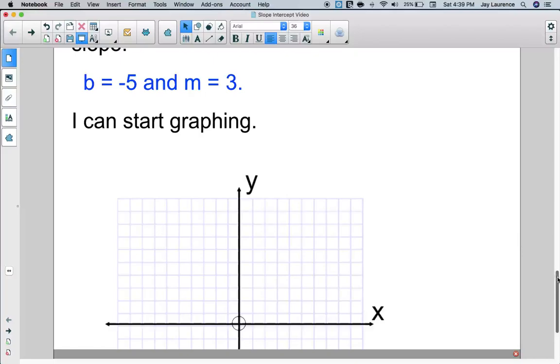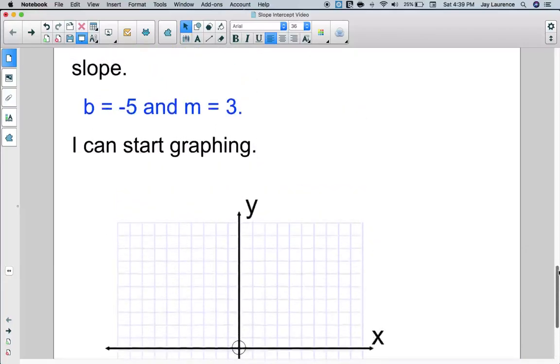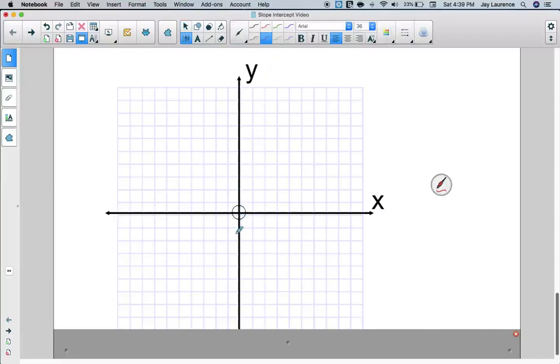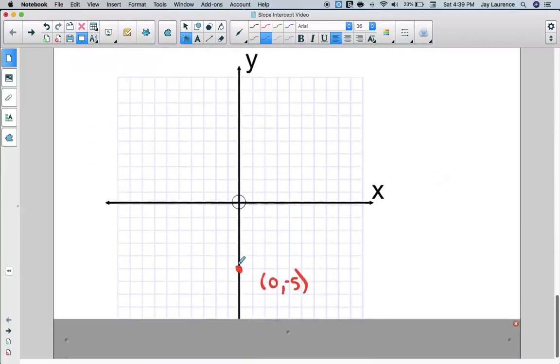And look at that, I have some graph paper ready to go. So the y-intercept was negative 5. So I'm going to put a point at 0, negative 5. All right. And then my slope, I believe, was 3 as a fraction. That would be 3 over 1. So I'm going to rise 1, 2, 3, and run 1. Rise 1, 2, 3, and run 1. All right, so now I draw my line.